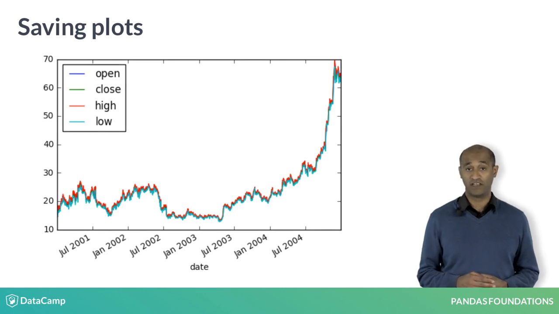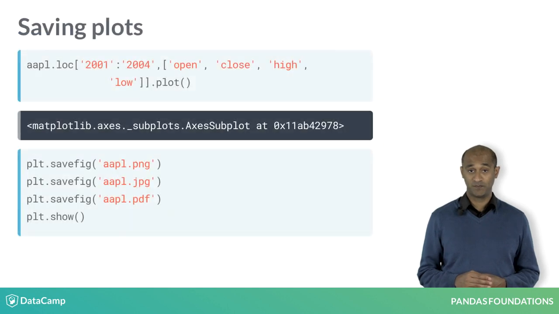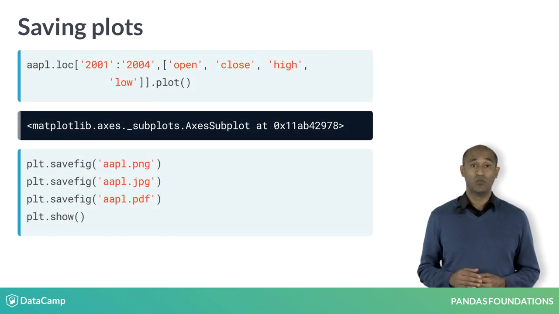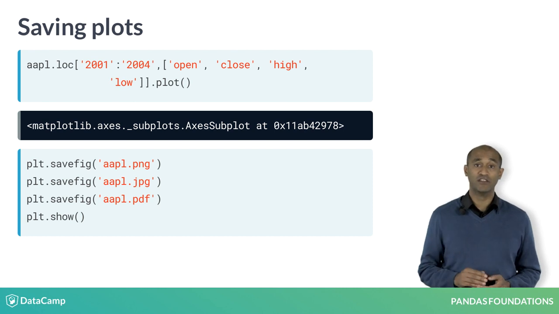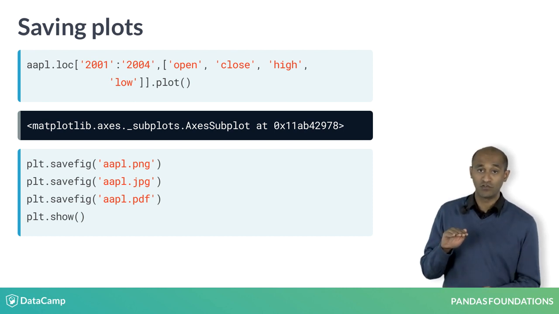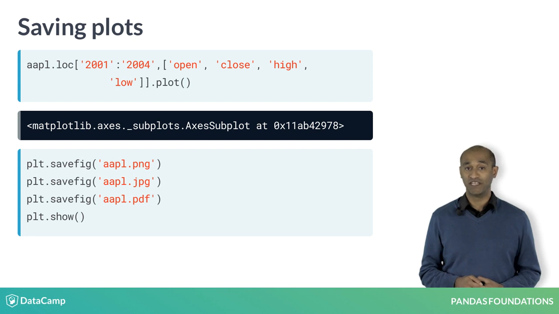Finally, having drawn a figure, it's useful to be able to save it for future use. To obtain the preceding plot, we slice 4 columns and the rows corresponding to 2001 through 2004 inclusive from the apple DataFrame. We'll learn more about time series slicing later. We generate a plot and apply the savefig method to preserve the plot. Savefig can infer the file format, for instance, PNG, JPEG, PDF, and others, from the suffix of the file name.